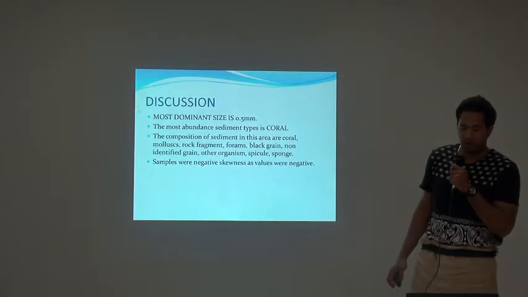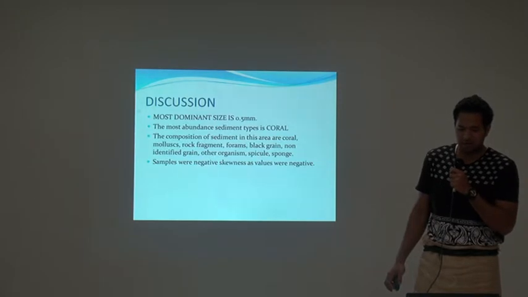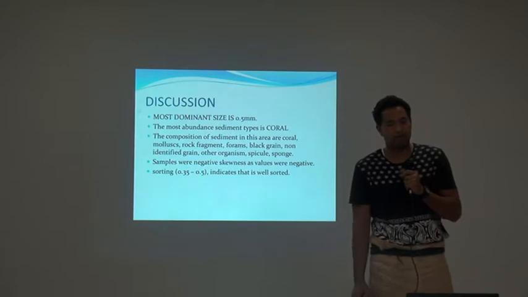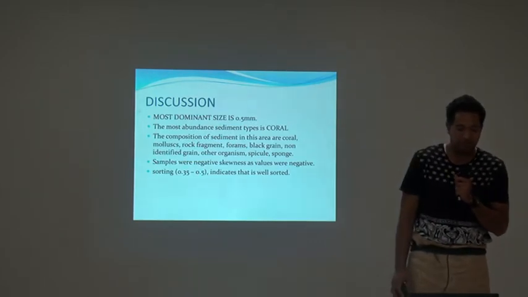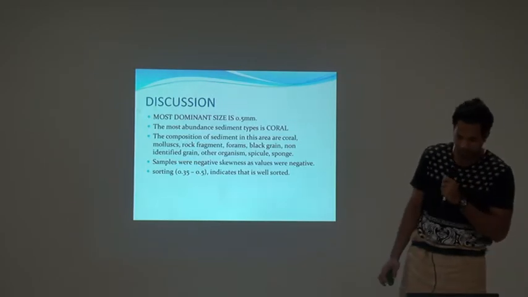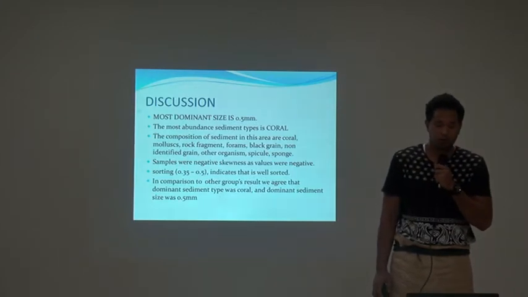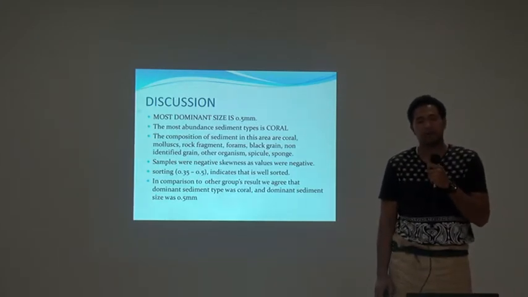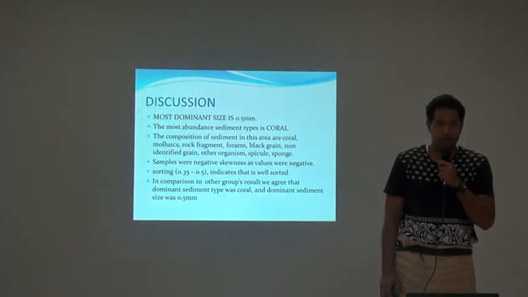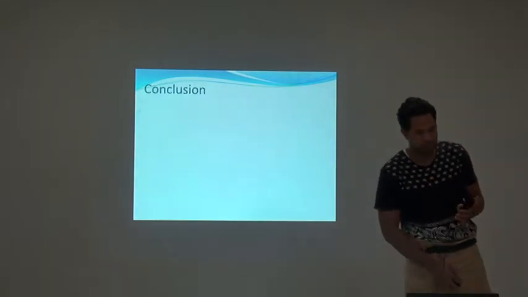As mentioned before, all samples had negative skewness, as all values were negative. Our sorting value ranged from 0.35 to 0.5. This indicates that the sediments are well sorted. In comparison to other groups' results, we agree that the dominant sediment type was the coral, and the most dominant size was the 0.5 millimeter sediment. Thank you.